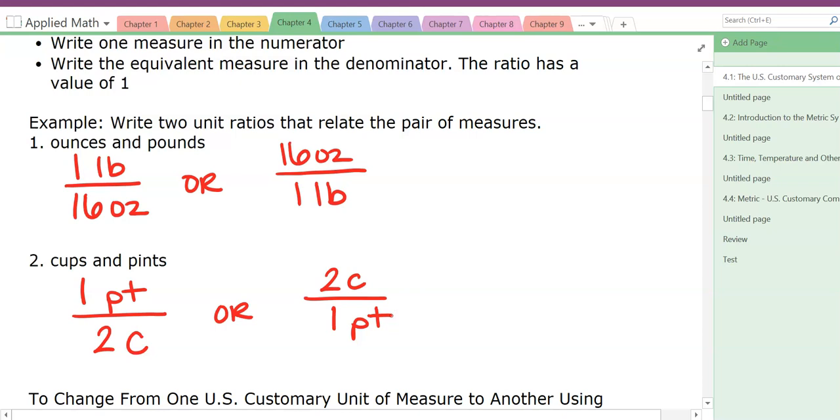Again, it just depends on how you're trying to convert it and how you have it set up originally, to figure out which one of these you would use in your conversion process.